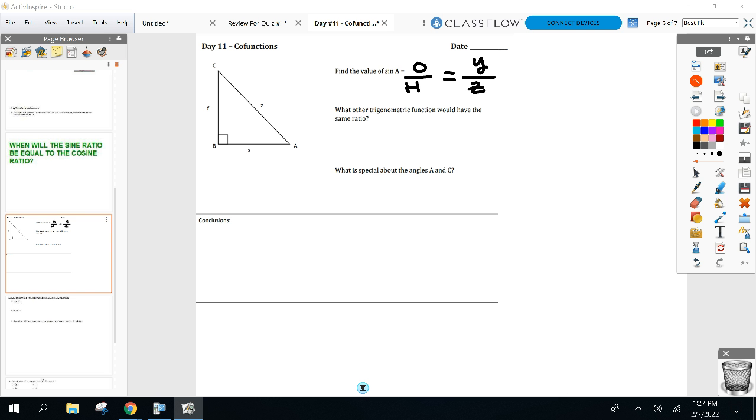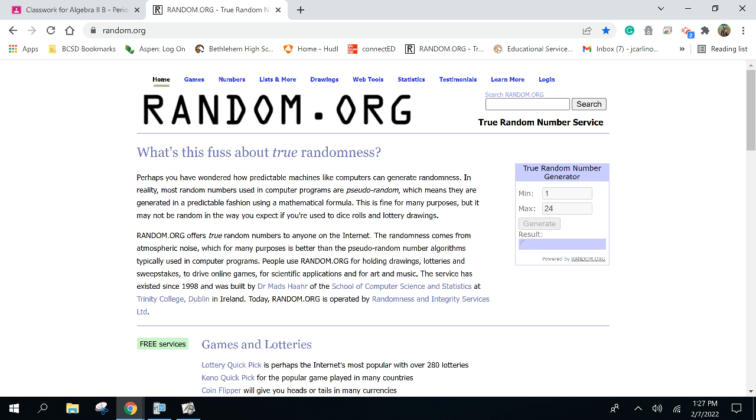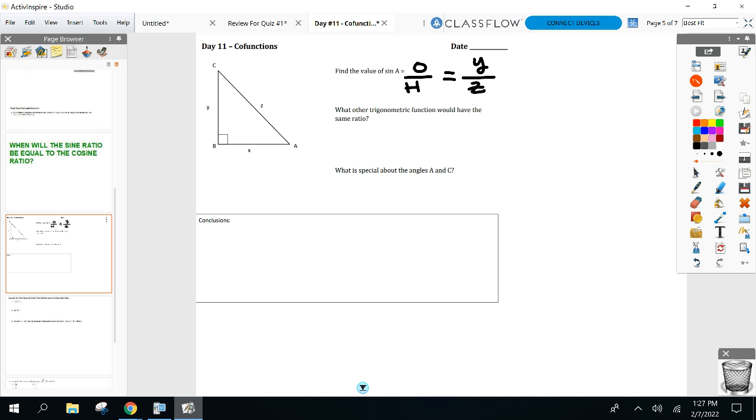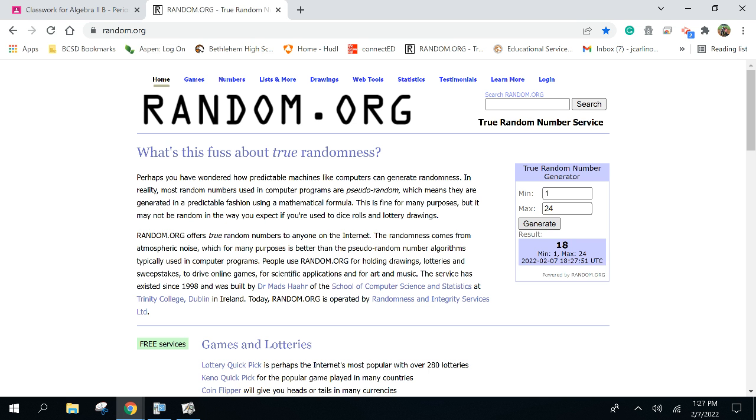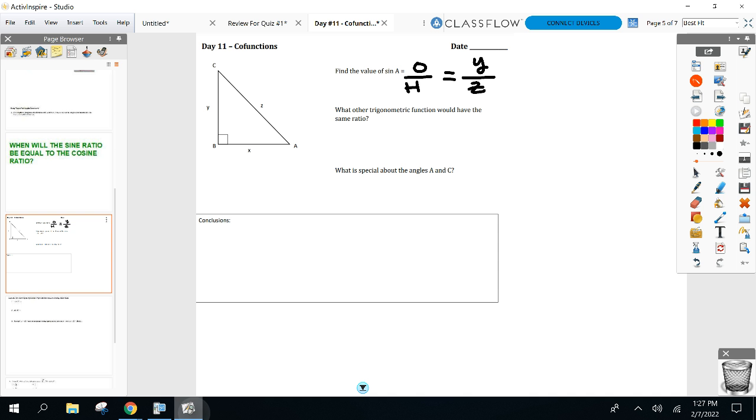All right, what do you got? You got another ratio that's equal to that? Good job. Cosine C is equal to Y over Z. Nice work.